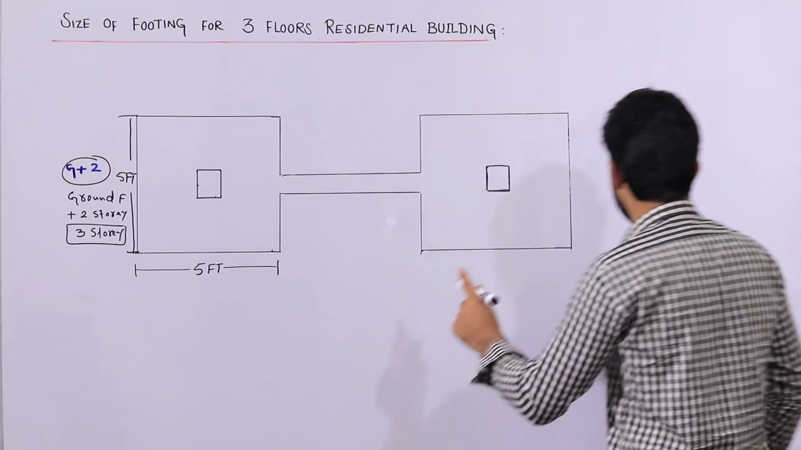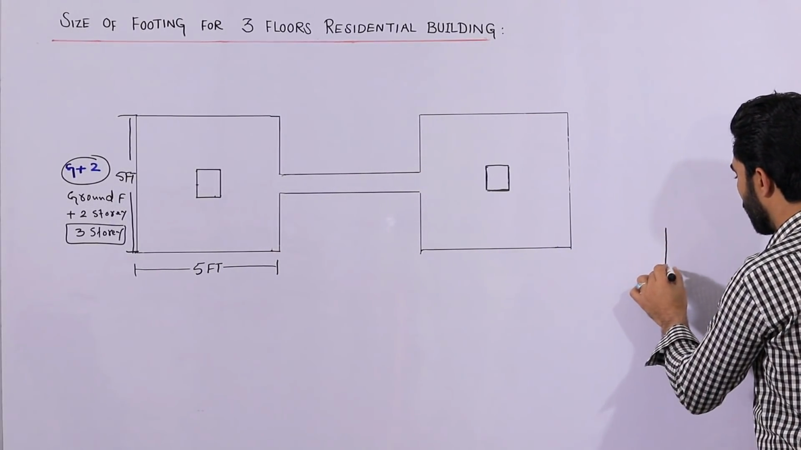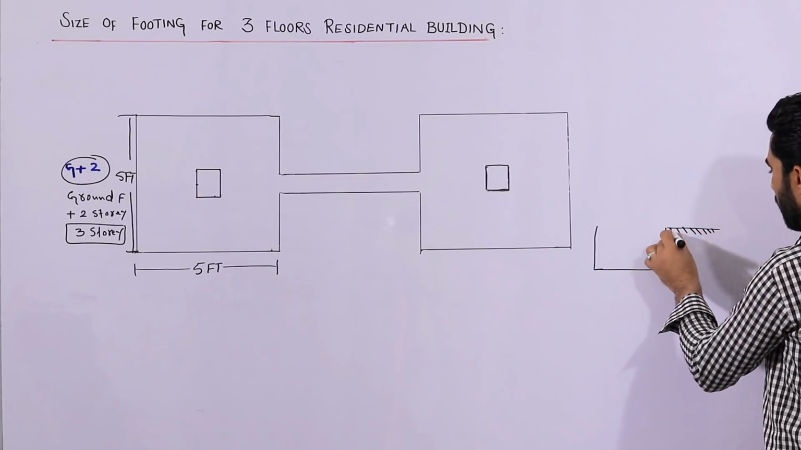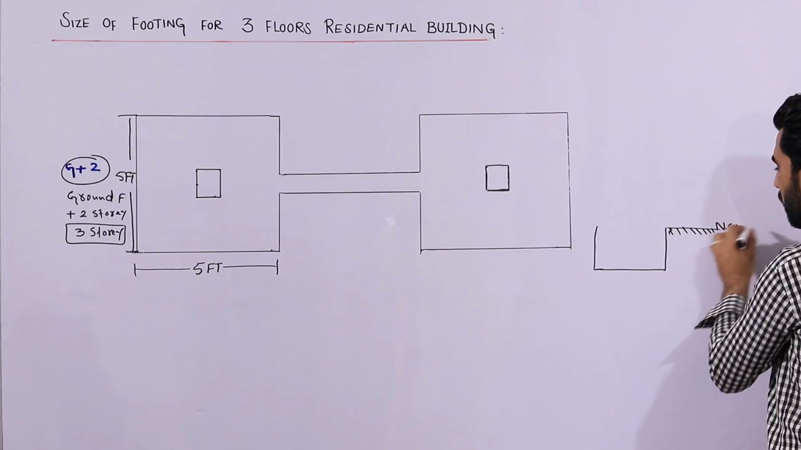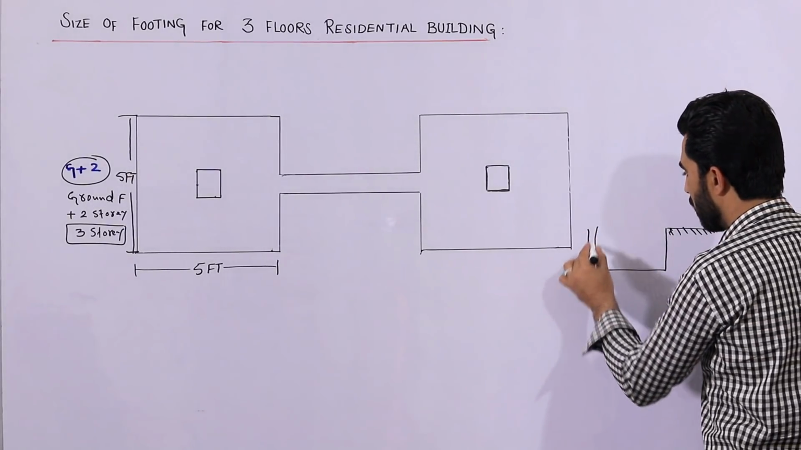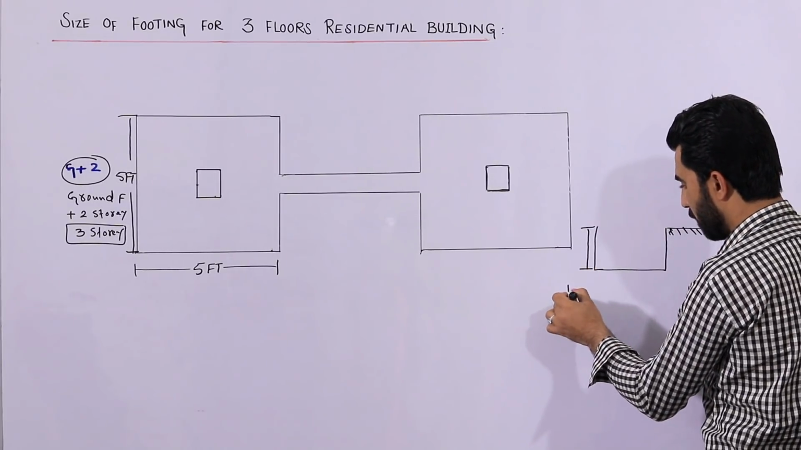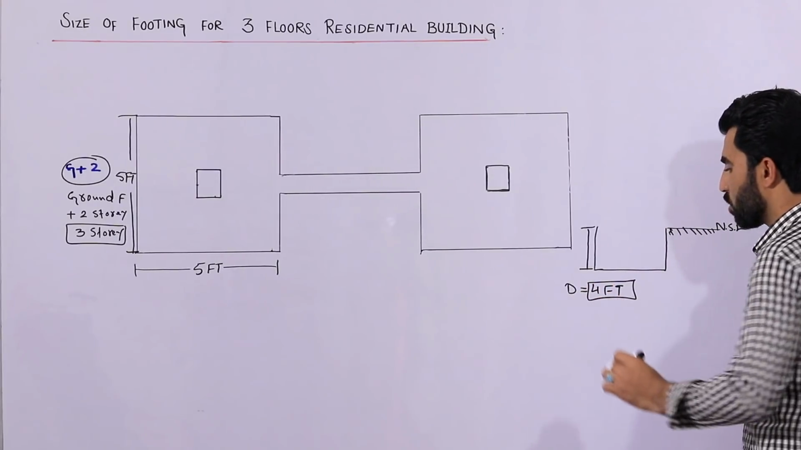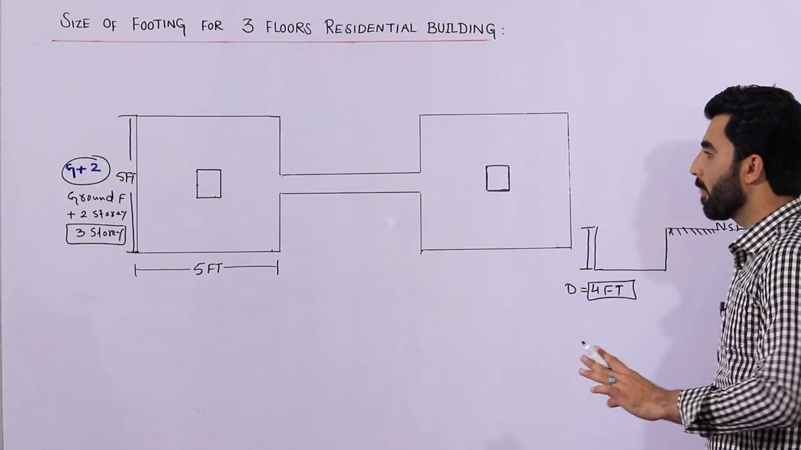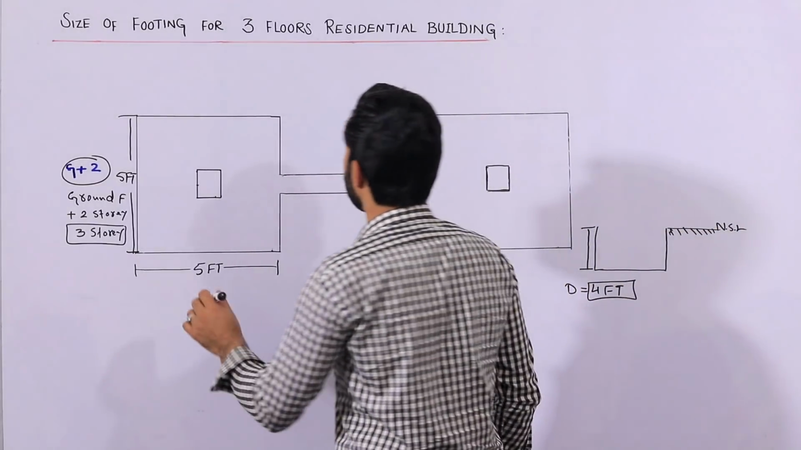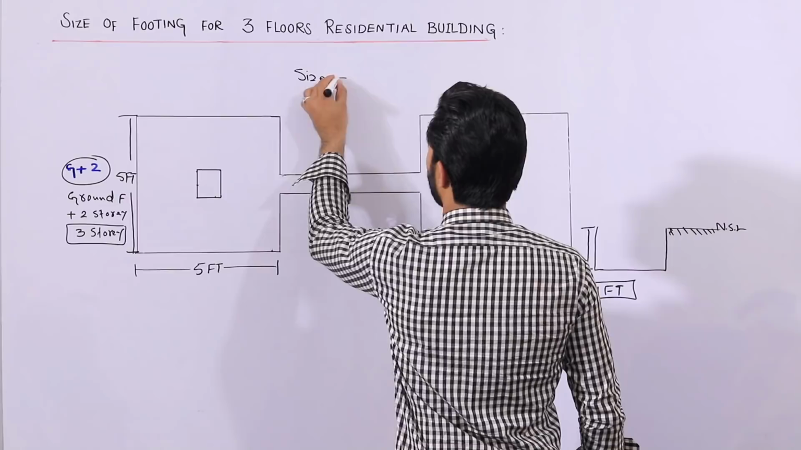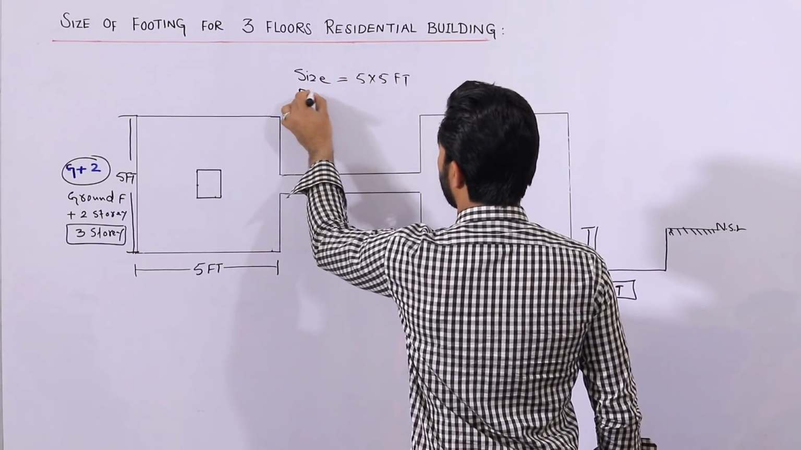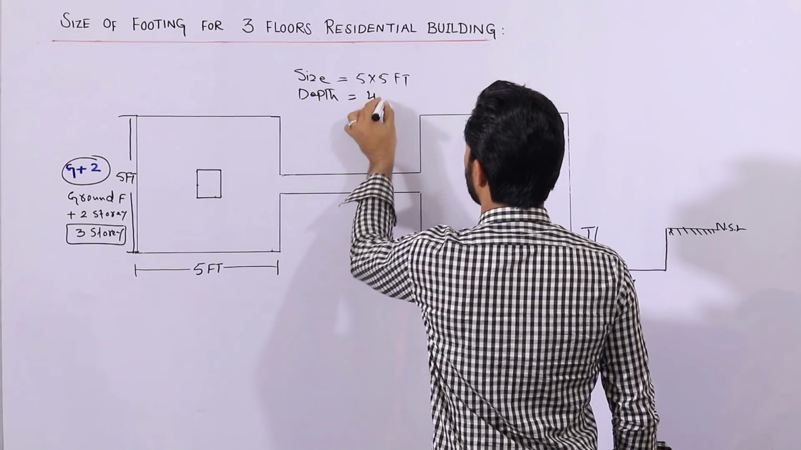And the depth of the footing. As you can see guys, this is footing and this is its depth. So this is ground level or NSL, natural surface level, and the depth should be up to 4 feet. Depth is equal to 4 feet. This is for G plus 2 story. Next guys, remember this is size of footing, so size is equal to 5 by 5 feet and depth is equal up to 4 feet.